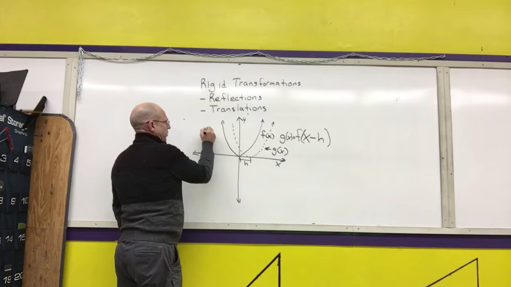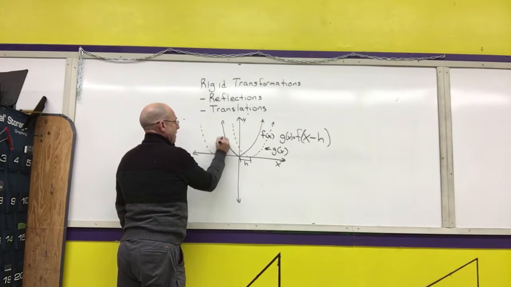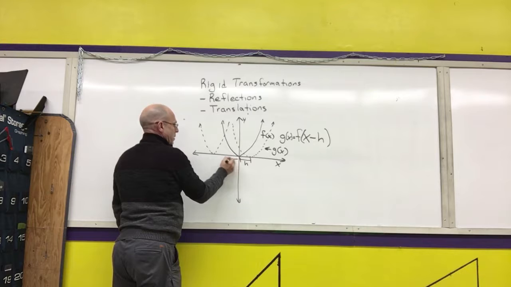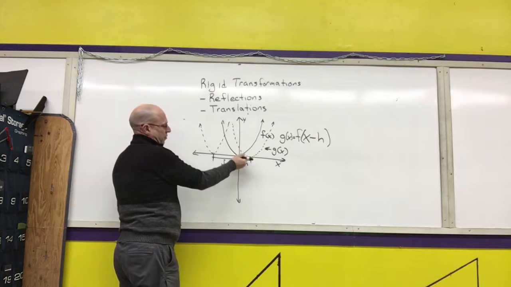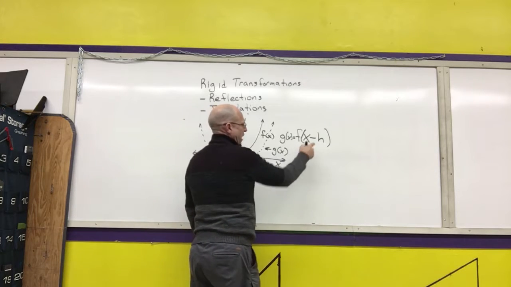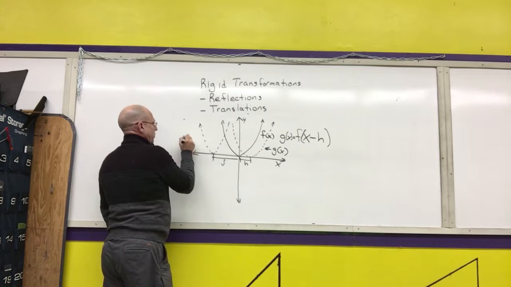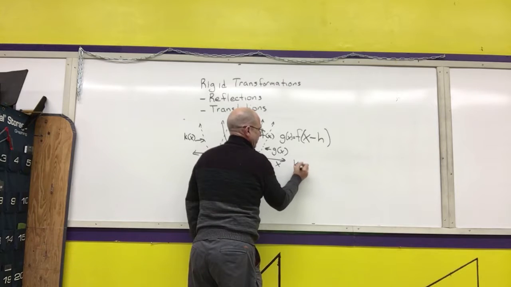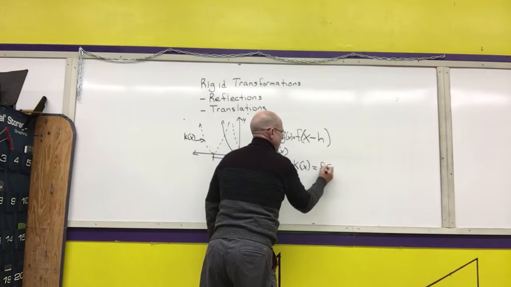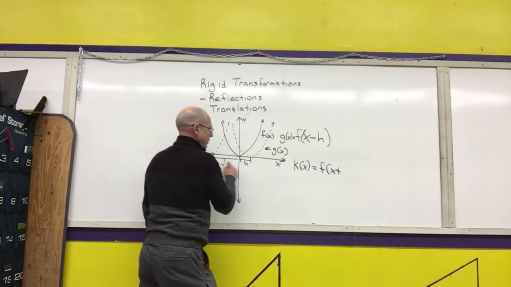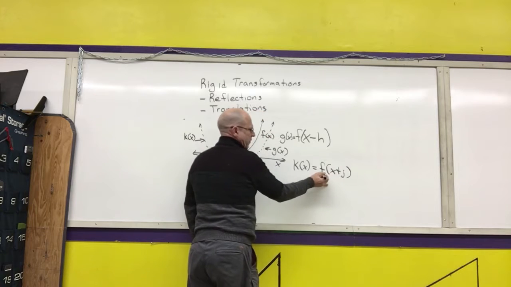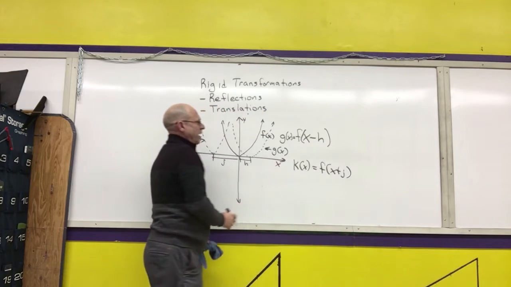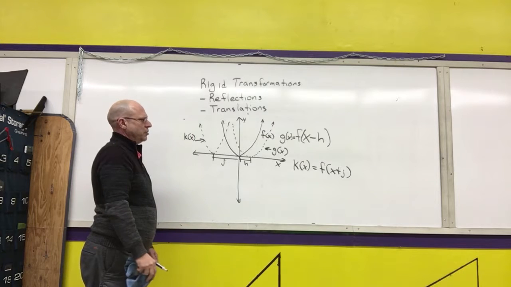I'm going to do this graph over here. I want to move it that distance. I'm going to call that one j for right now. If I want to move the graph to the left, I'm going to add before I perform the function rule. We'll call this k of x. So in this case, k of x is f of x plus j. So if I want to move a graph to the left, I add before performing the function rule. If I want to move a graph to the right, I subtract before performing the function rule.